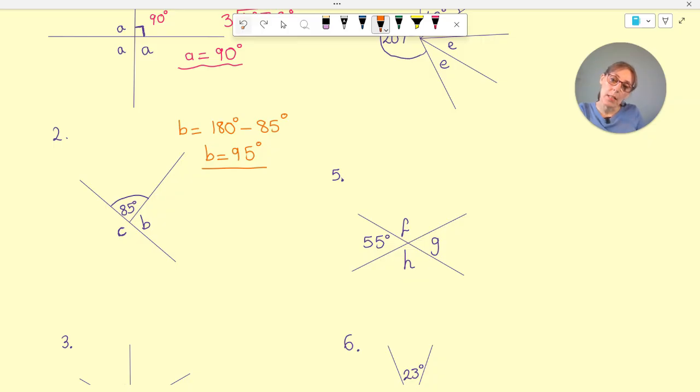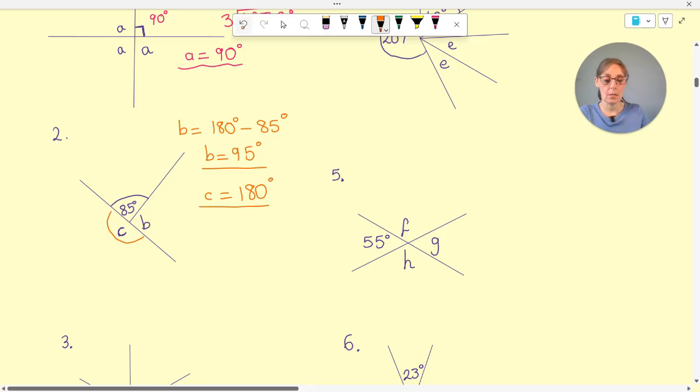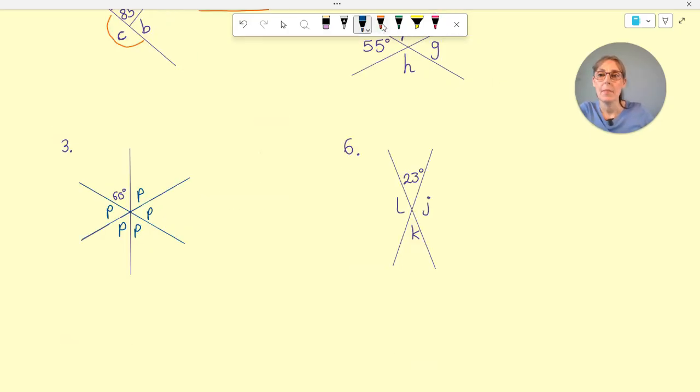Well, if that side is 180, this side's got to be 180, and it looks like a straight line angle, doesn't it? So I'm going to say C is 180 degrees. Let's look at number 3.